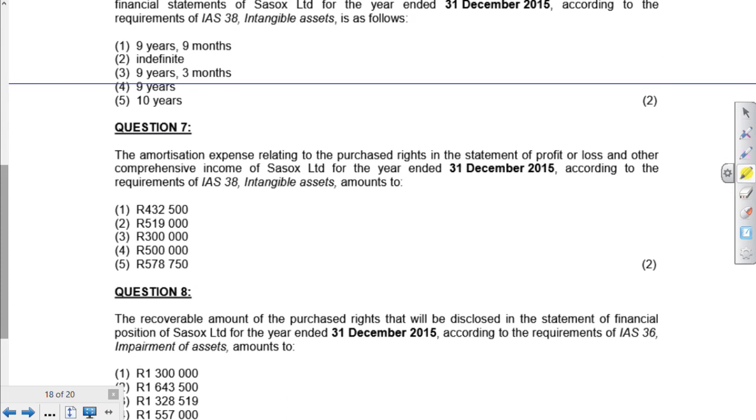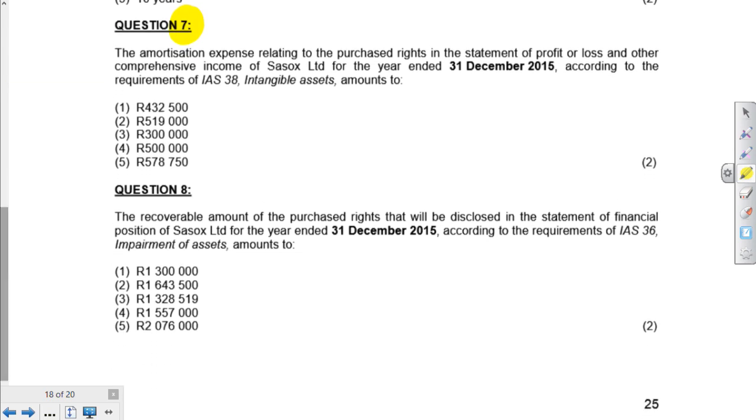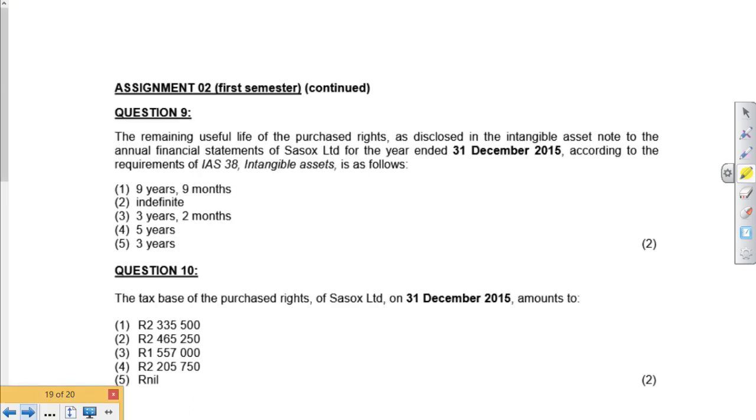Question 7, the amortization expense relating to the purchased rights. Okay, that one we can do. The recoverable amount for the purchased rights. That one we can do. 8. The remaining useful life of the purchased rights.